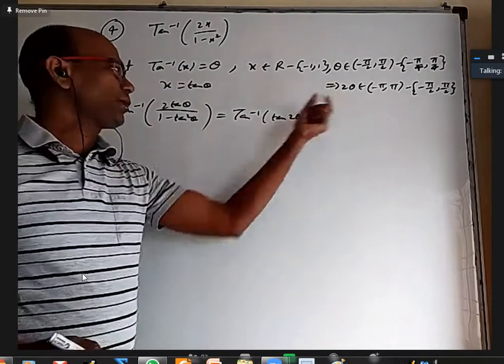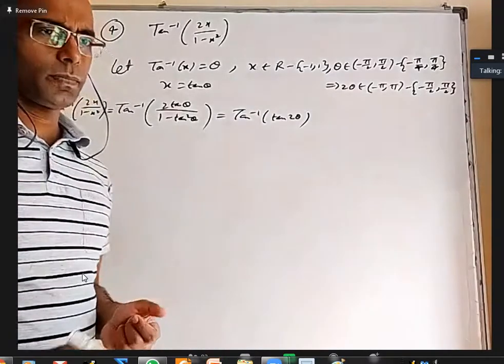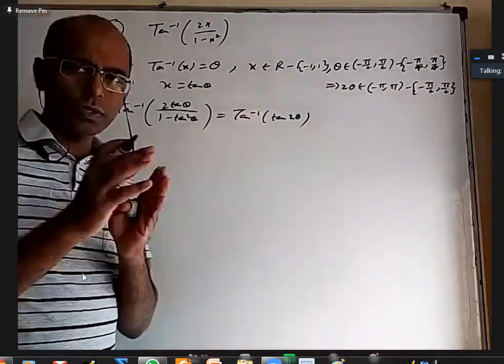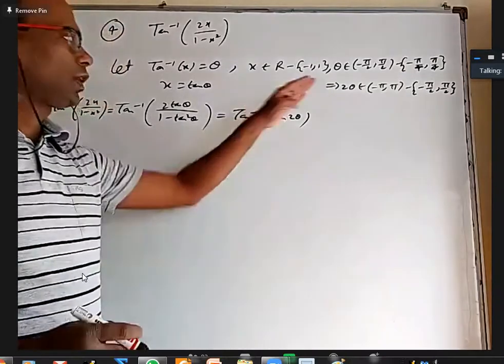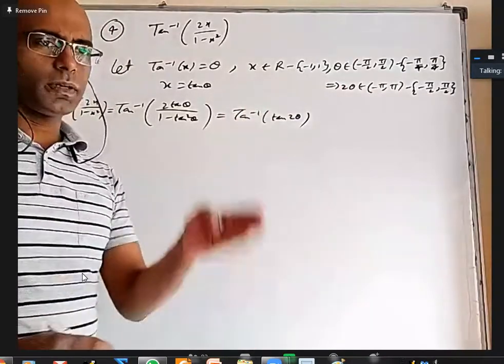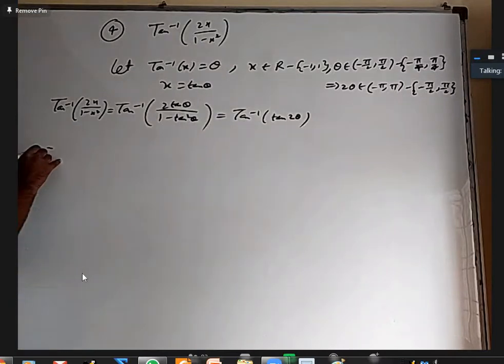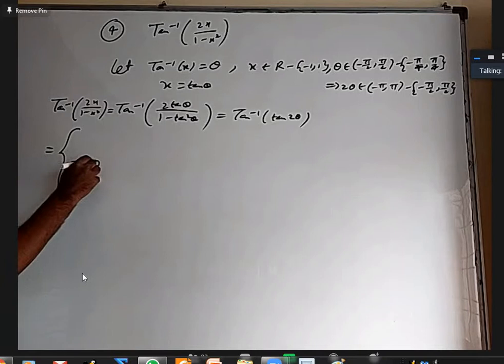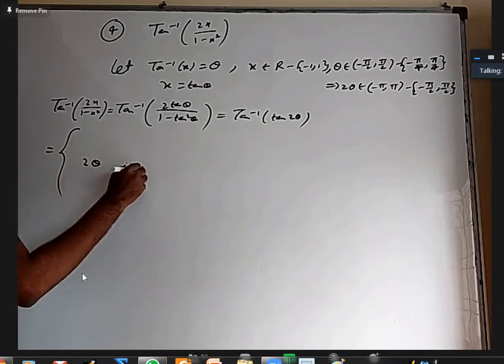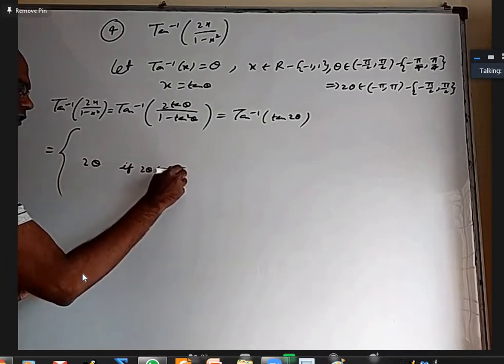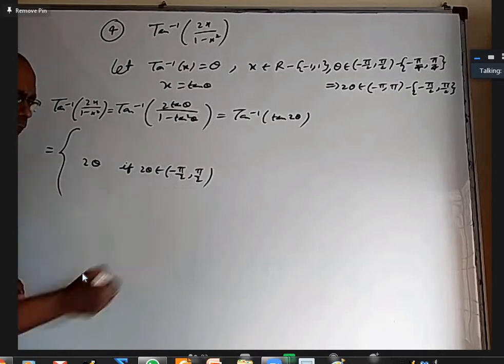Between minus pi to pi, tan inverse tan I cannot cancel. Okay, the principal values for tan are only minus pi by 2 to pi by 2. So I have to take minus pi to minus pi by 2 separate, minus pi by 2 to pi by 2 separate, and pi by 2 to pi separate. So tan inverse tan 2 theta will be 2 theta if 2 theta belongs to the open interval minus pi by 2 to pi by 2.